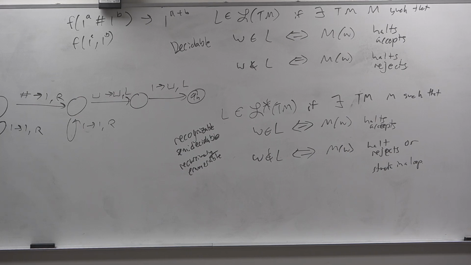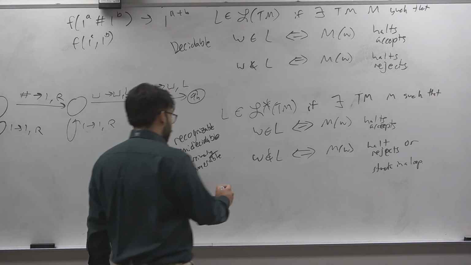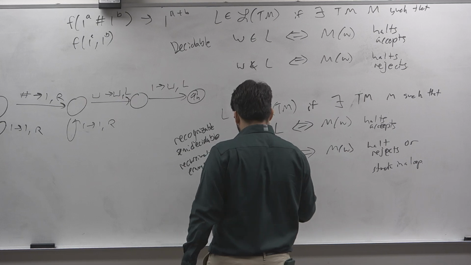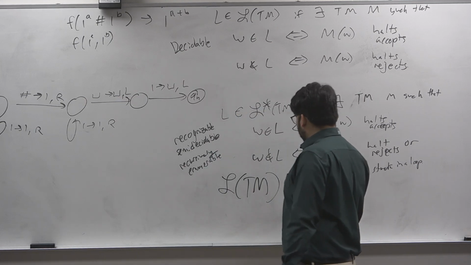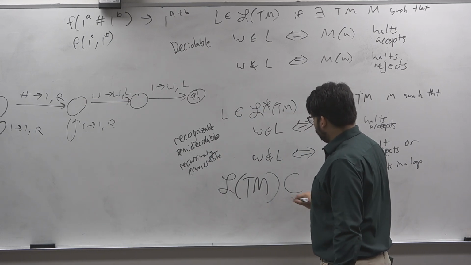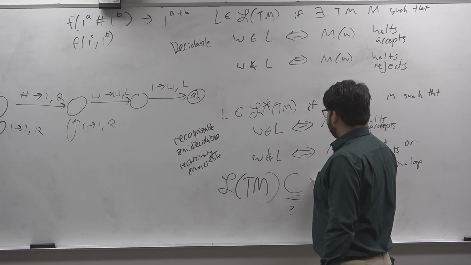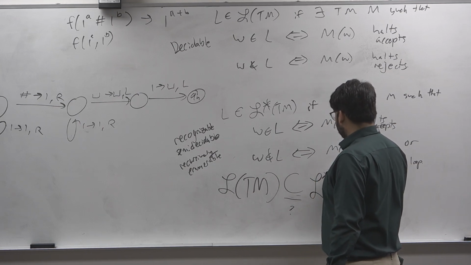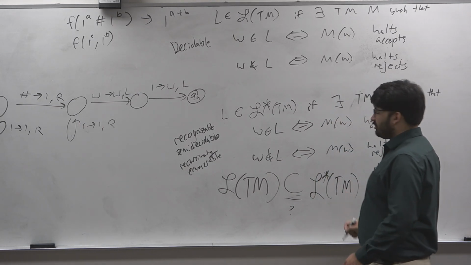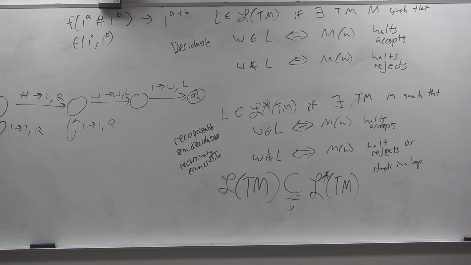Fine. What is the relationship between the decidable languages and the recognizable languages, just given the definition? Decidable is a subset of recognizable. Every decidable language is recognizable. Just by definition, right? If it rejects or loops. So yeah.